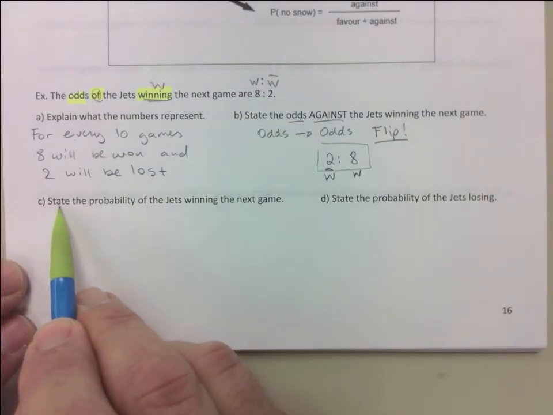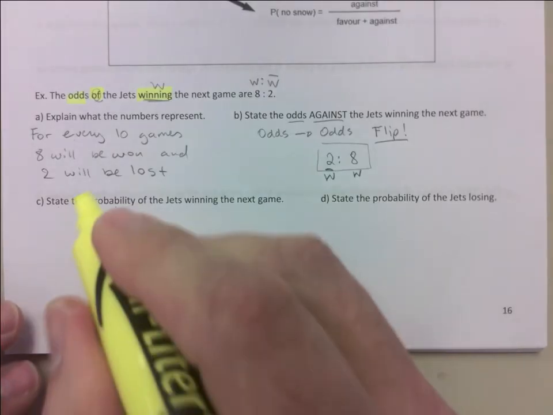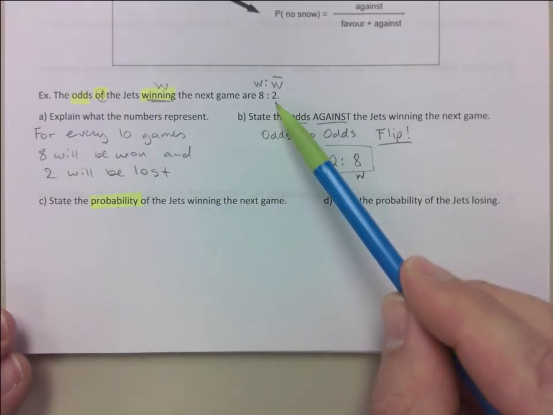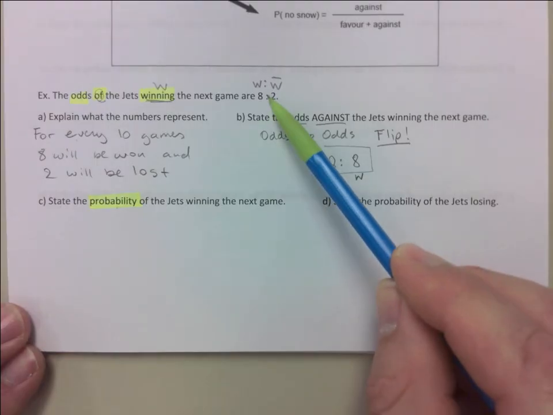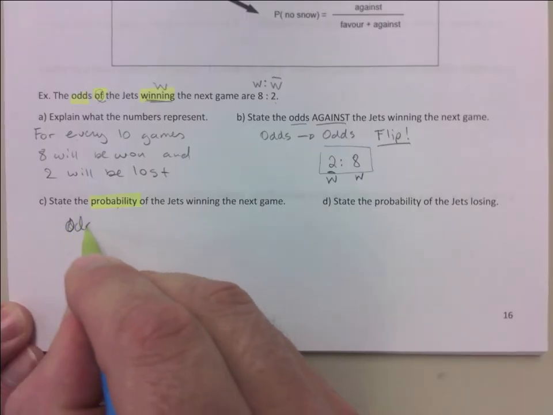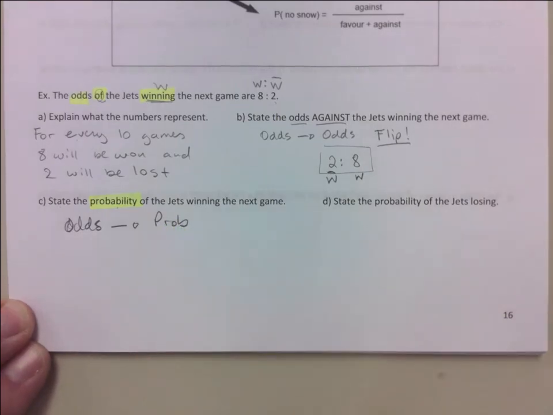Next, state the probability of the Jets winning the next game. Whoa, you see that? Probability now. So what are we given? We are given odds, right? Let's take that and turn it into a probability. So we're going to go from odds to probability. Check page 26 for this one.